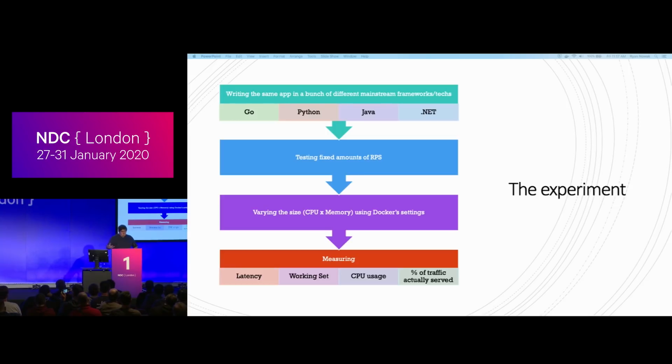So our test environment has the ability to run Docker. We have a pretty robust benchmarking setup in the office. And I'm able to simulate a Kubernetes kind of environment by just using Docker. And then I'm measuring latency, working set, CPU usage, and the percentage of traffic actually served. The reason why that last one is there is if I asked for 100 requests per second and you gave me 50, like 50% is an F, like you fail, right? So we want to know what percentage of the traffic they were expected to serve that they actually served.